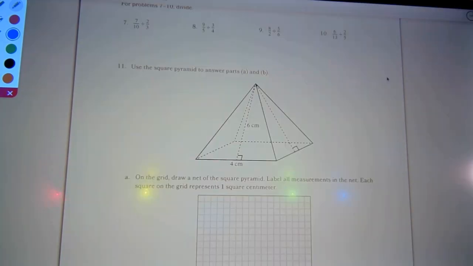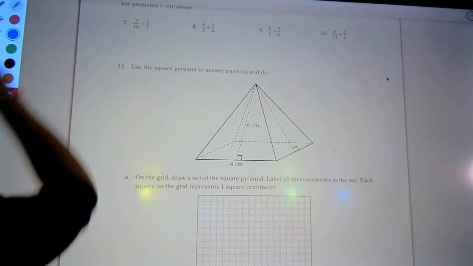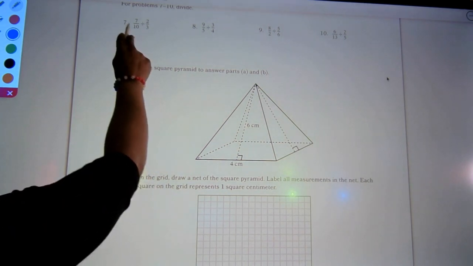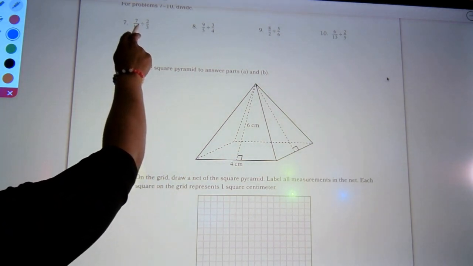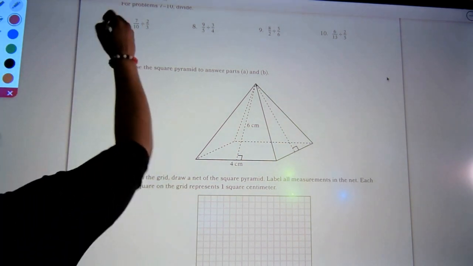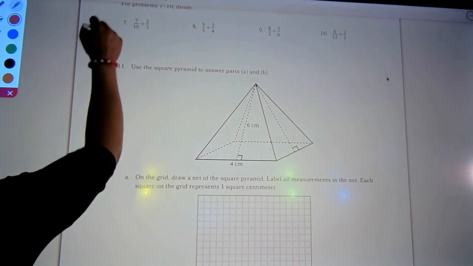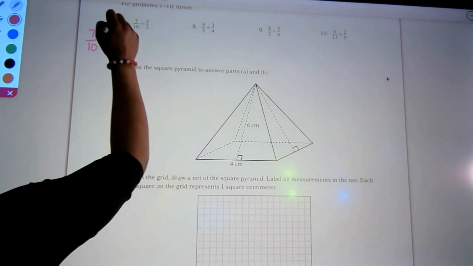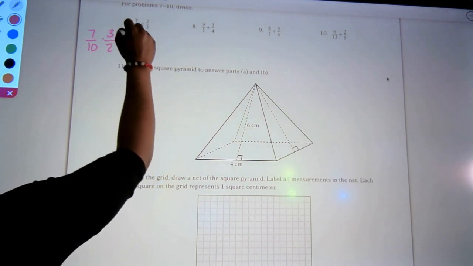Okay, for problems 7 through 10, they want us to just use keep, change, flip when dividing fractions. We've had a lot of practice with this lately. So again, when I rewrite it, I'm going to write it in its new form using keep, change, flip. Just as a reminder, we keep the first fraction, change division to multiplication, and flip our second fraction and find its inverse. So here we have 7/10 times 3 over 2, and so we get 21 over 20.